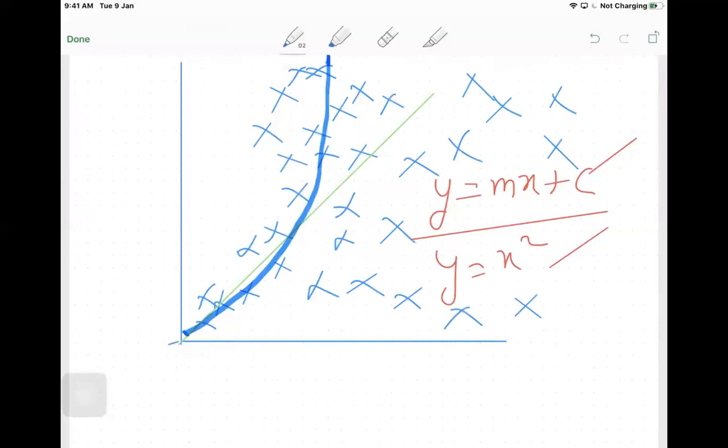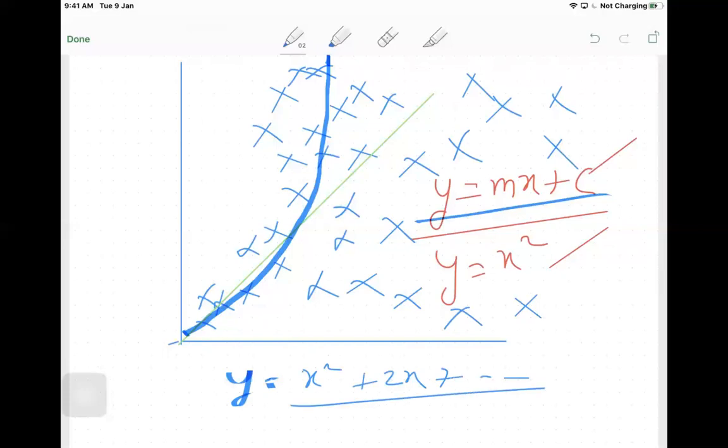Hope I'm making myself very clear. To clear the air here, it is not necessary that I have to use the y equals mx plus c equation always in my linear regression. My equation can be anything, like y equals x square plus 2x and so on. It can be a quadratic equation, it can be a cubic equation or anything. It can basically be a polynomial.